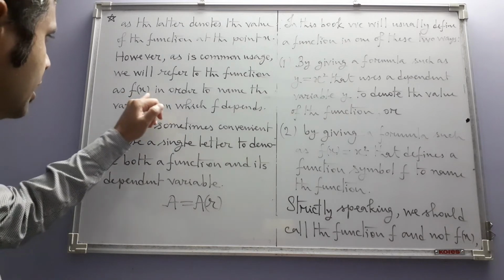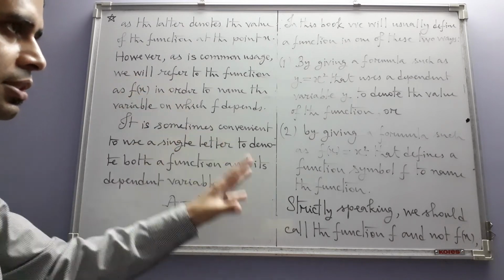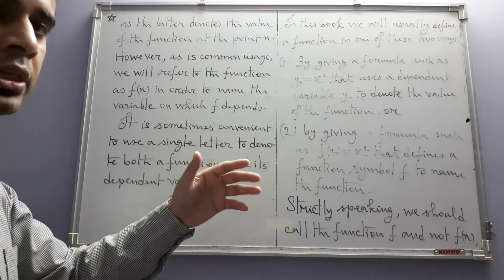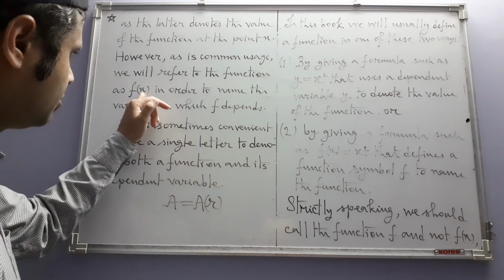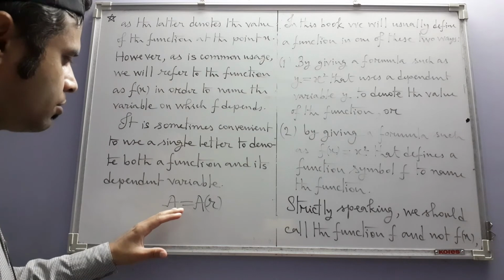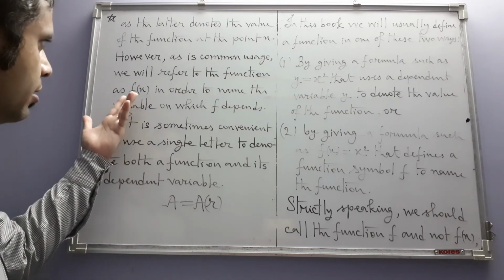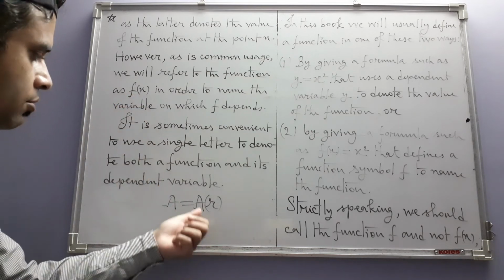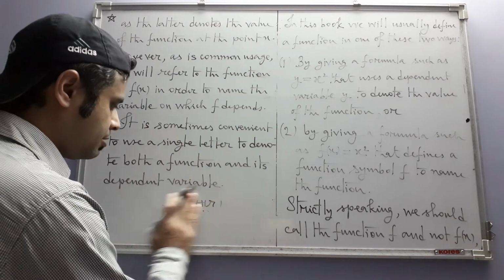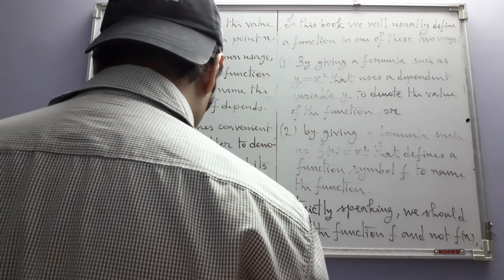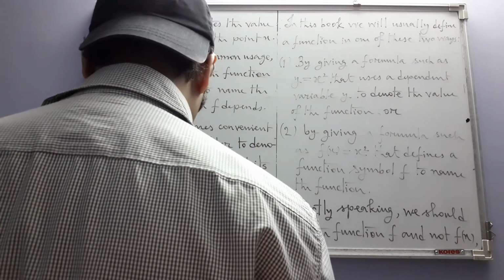So if we are thinking of f x itself as the function, although strictly speaking it's actually the value of the dependent variable when the independent variable is x, we may as well use the same name to denote both the function as well as the dependent variable. That's what the authors are saying here.